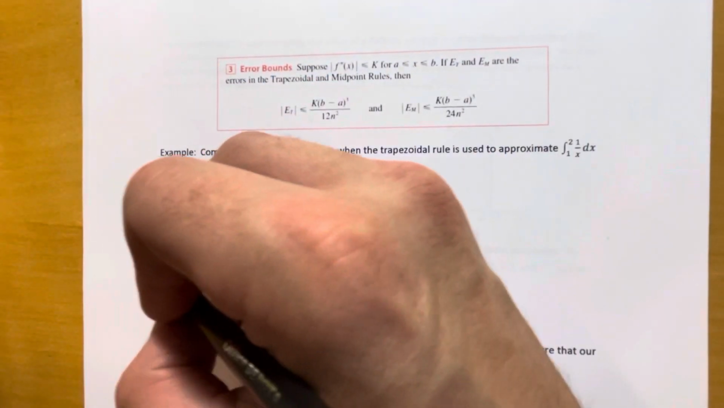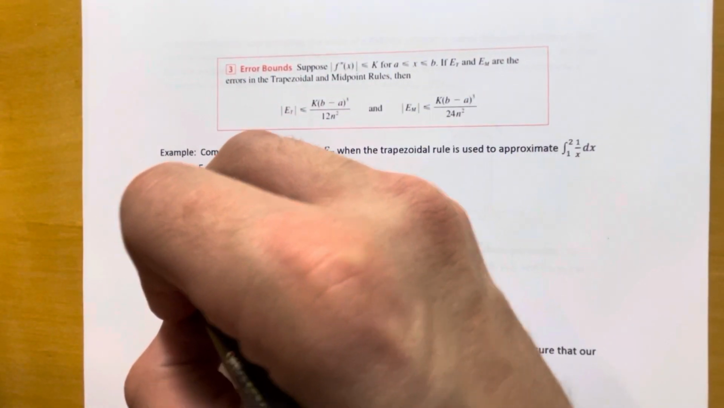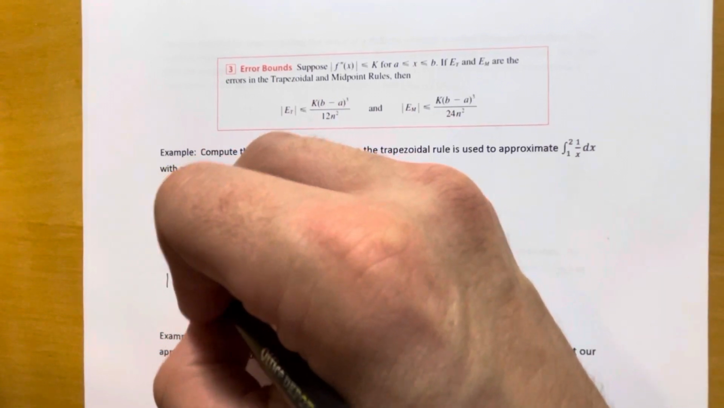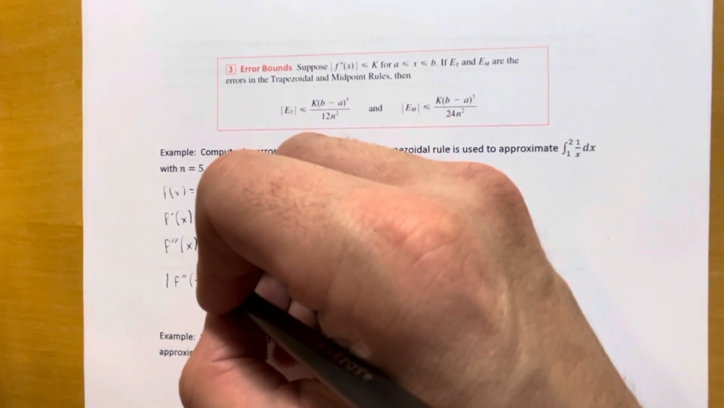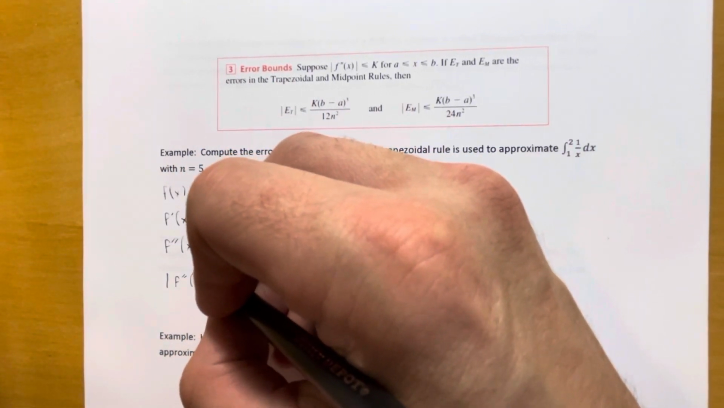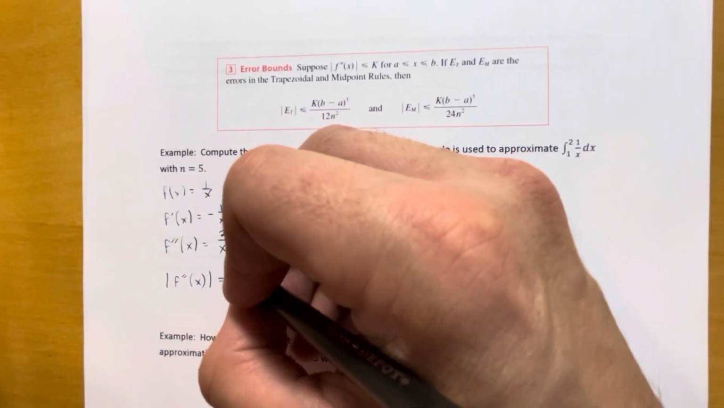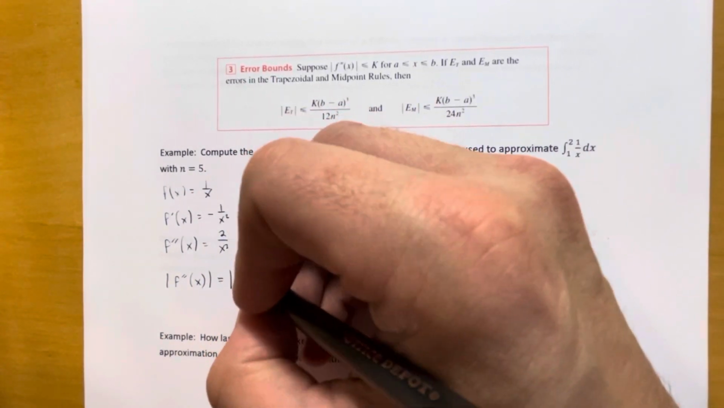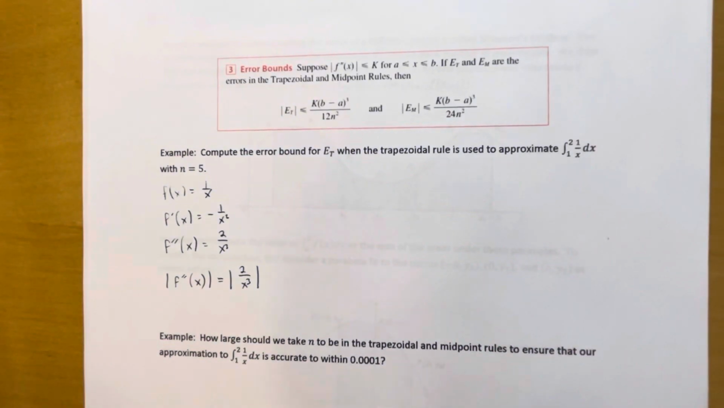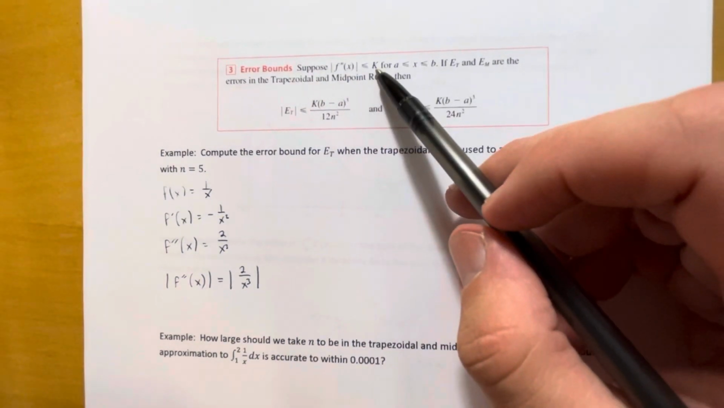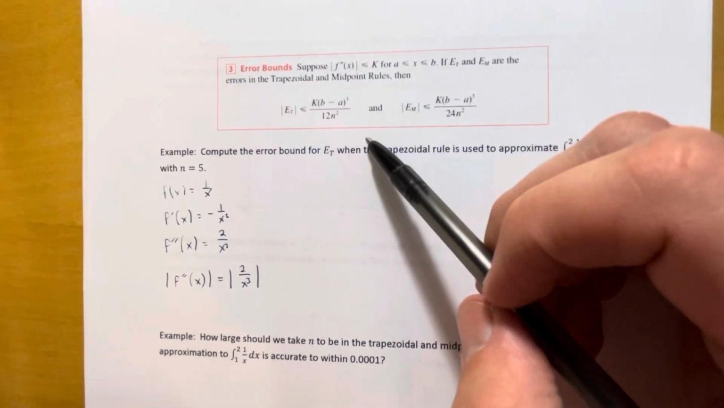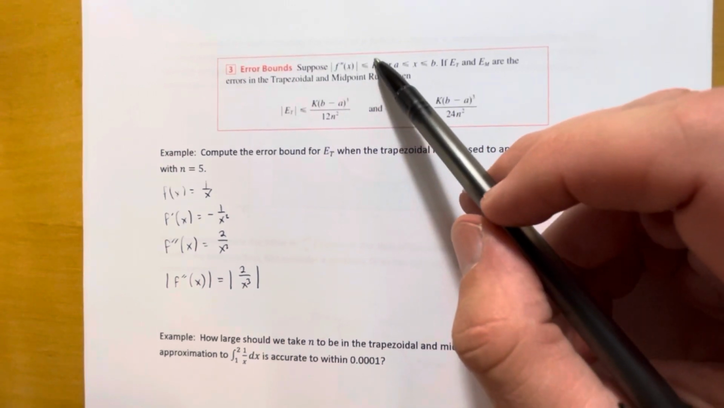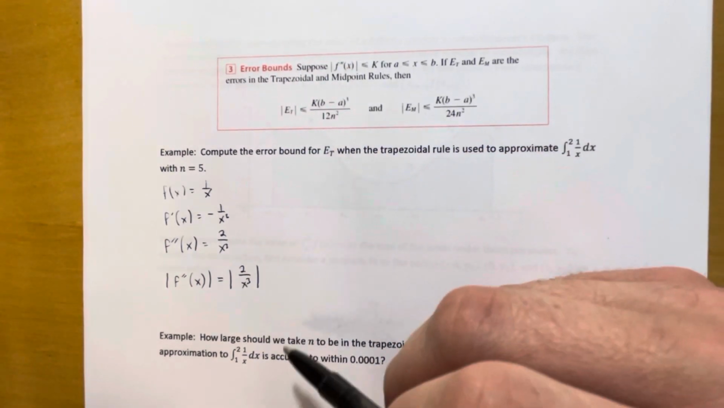Now, the absolute value of f double prime of x is going to be the same thing as the absolute value of 2 over x cubed. We just found that here. And the goal is to see what is the absolute largest that absolute value can be. We're finding a constant that acts as an upper bound for that.